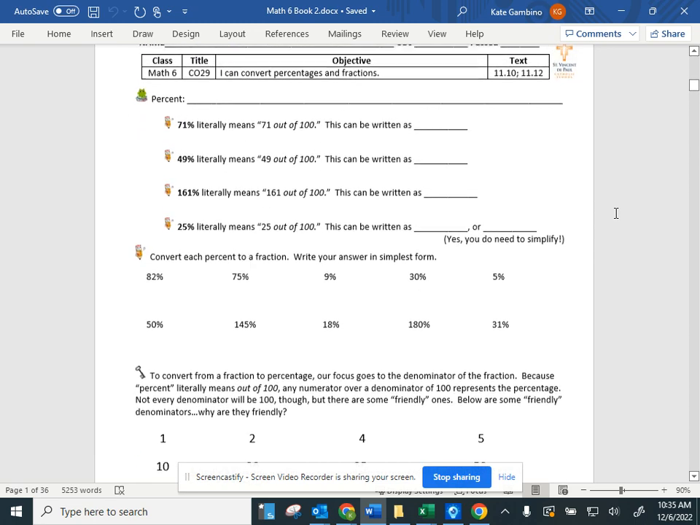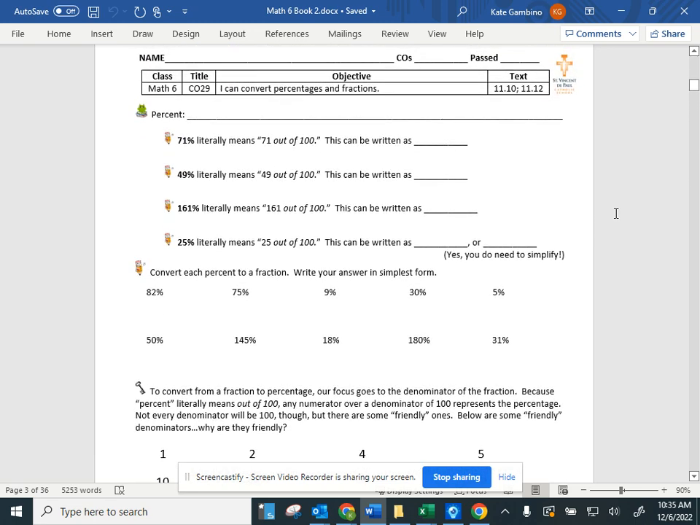Good morning. Today we are starting our book 2. So starting book 2 with our unit 4. So we are on unit 4, book 2. Starting with CO29. I can convert percentages and fractions.